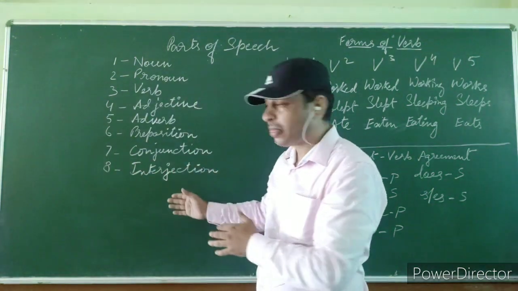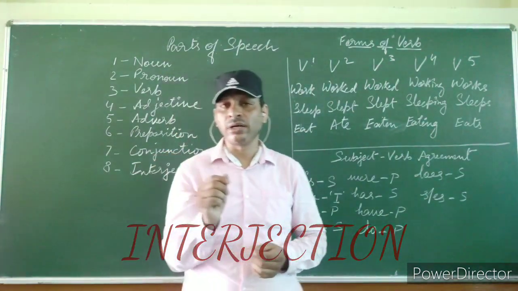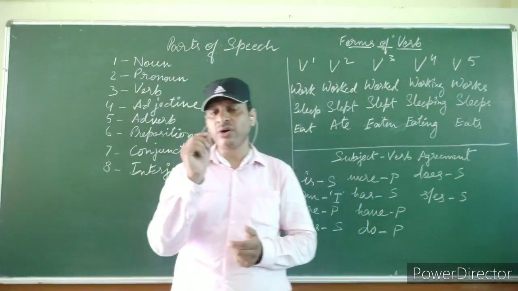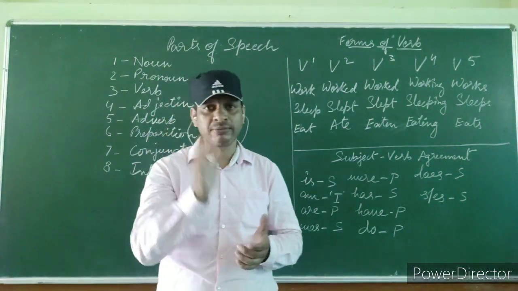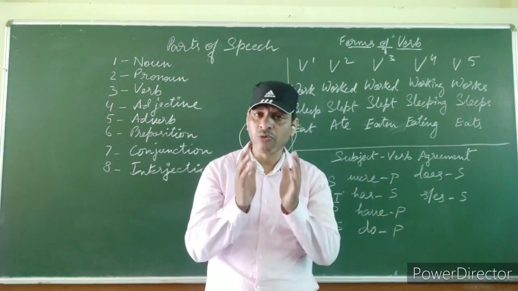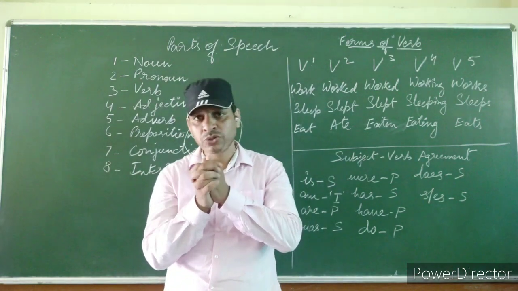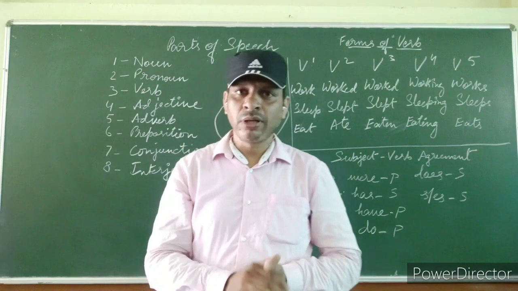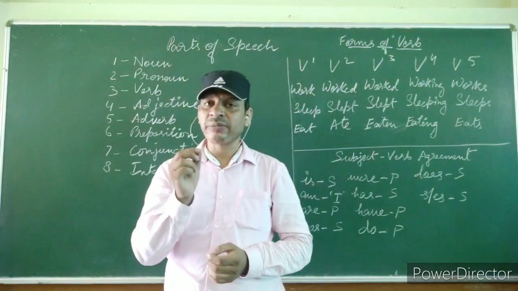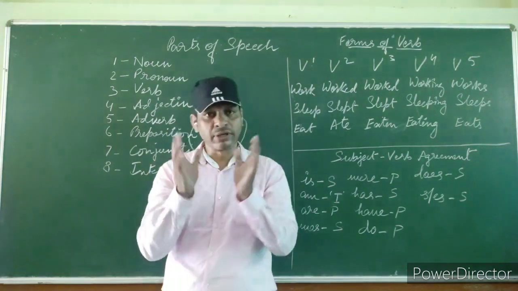Last in the list is interjection. An interjection is a word, a phrase that expresses something in a sudden or exclamatory way, especially an emotion. For example, oh, wow, hurrah, alas, ouch, aha, yahoo, and so on. There are several others. Generally, we use the exclamatory mark after the interjection.